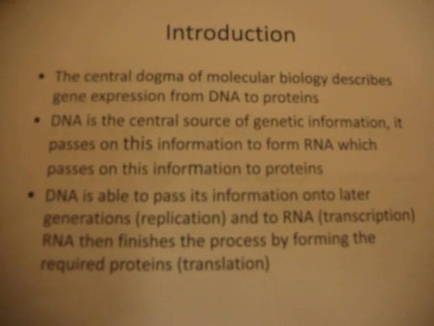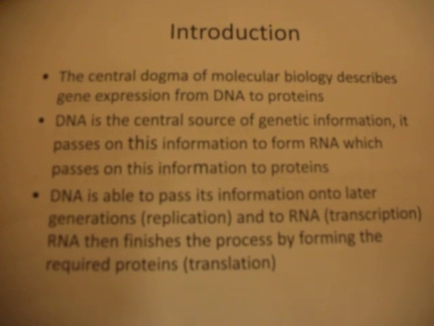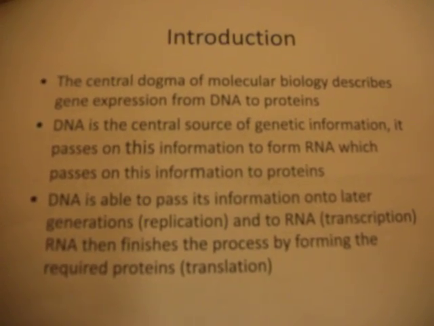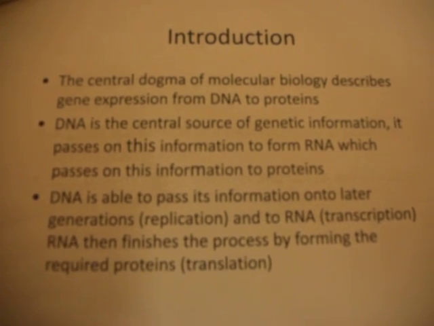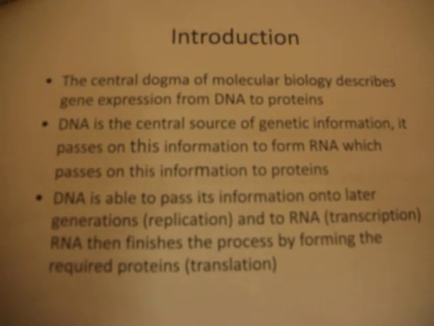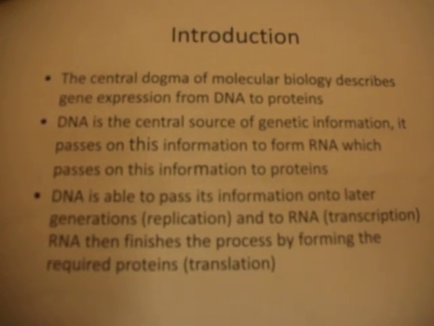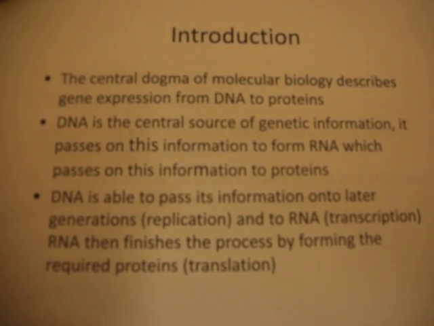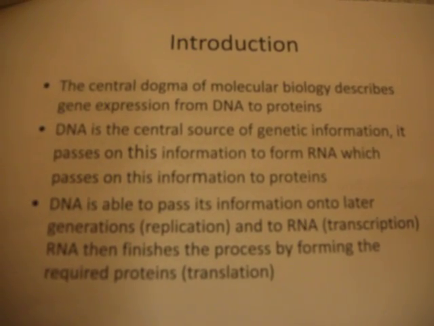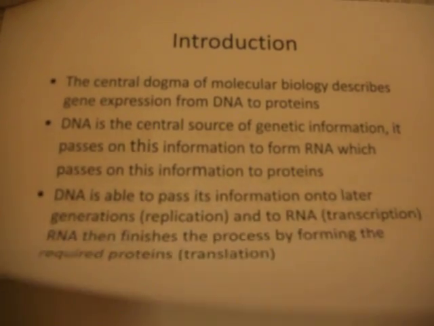The central dogma of molecular biology describes gene expression from DNA to proteins. DNA is a central source of genetic information. It passes on this information to form RNA, which passes on this information to proteins. DNA is able to pass its information on to later generations by replication and to RNA through transcription. RNA then finishes the process by forming the required proteins through translation.